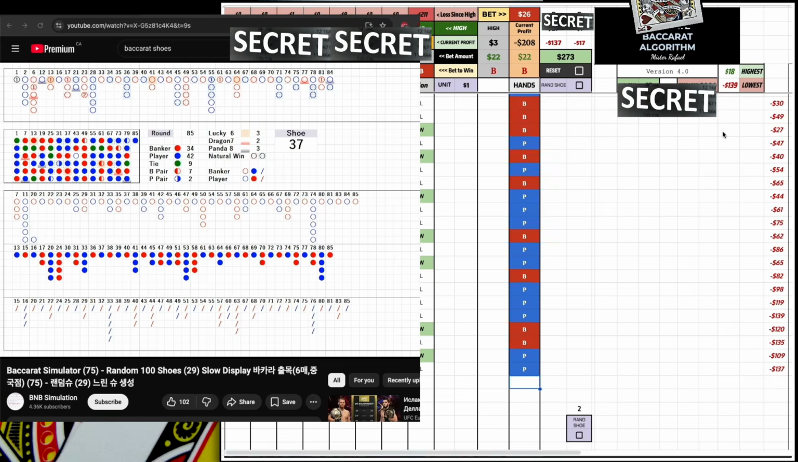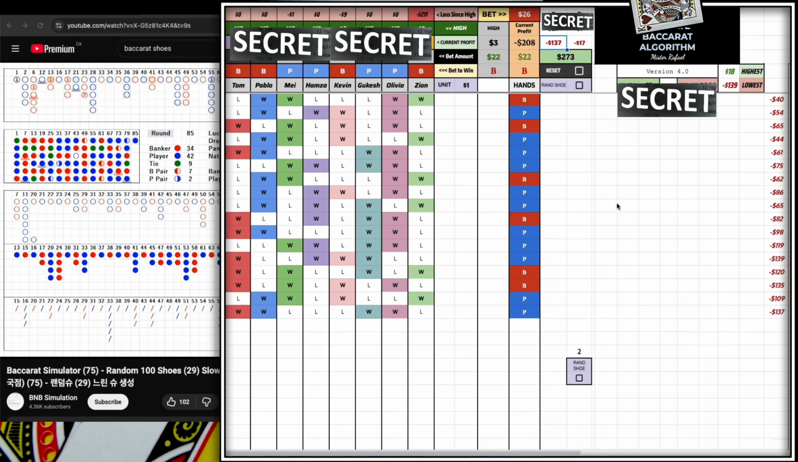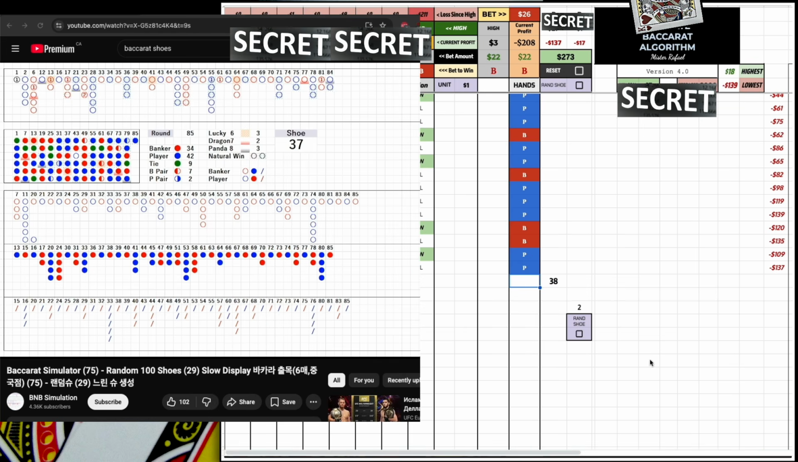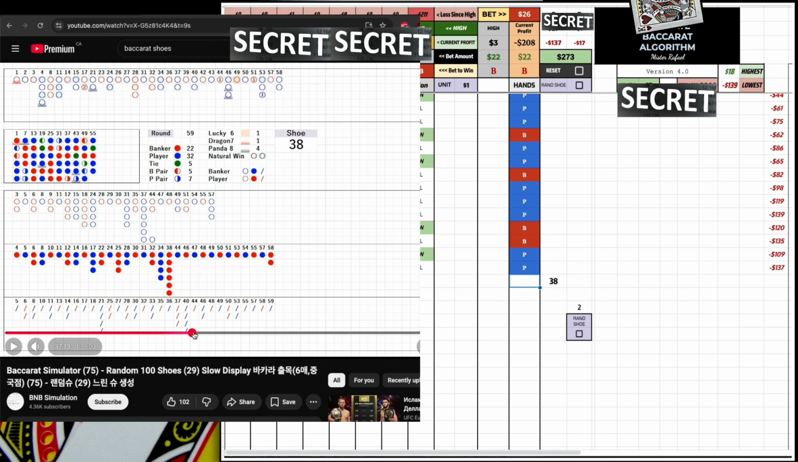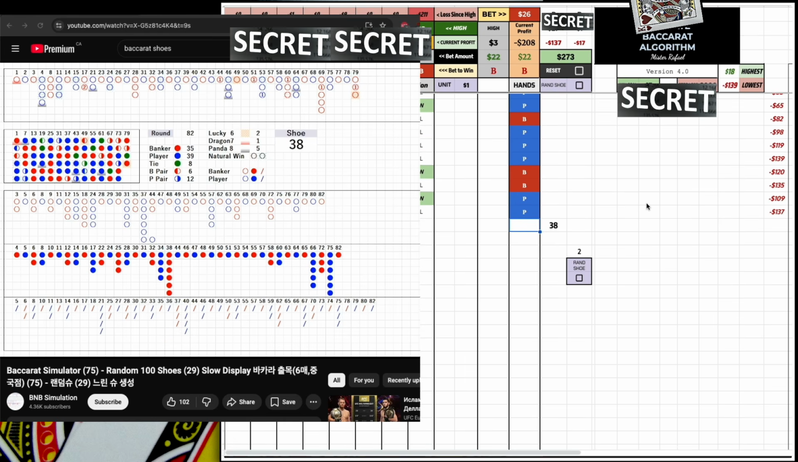Okay, highest profit was $18, currently sitting at minus $137, and the lowest was minus $139. Next bet would be $26 on Banker. So we're down right now. Shoe 38. We'll start from here. Okay, shoe 38. Here we go.